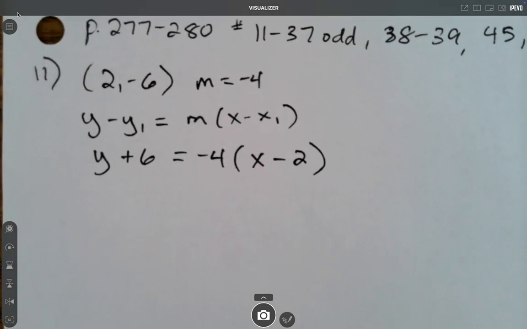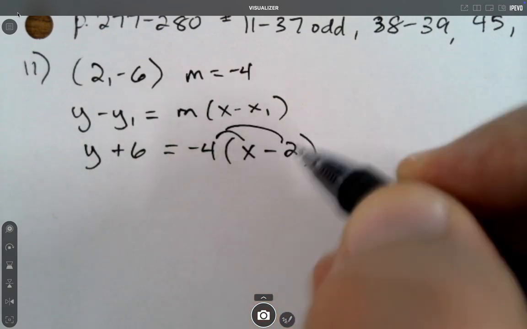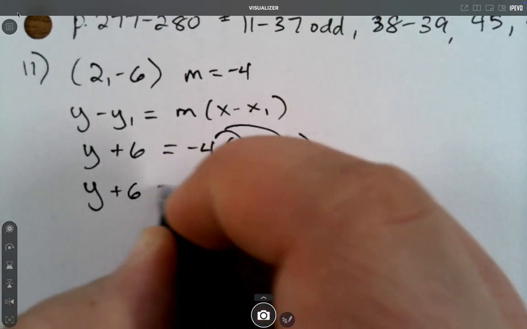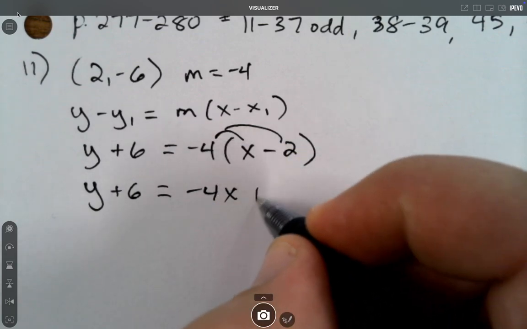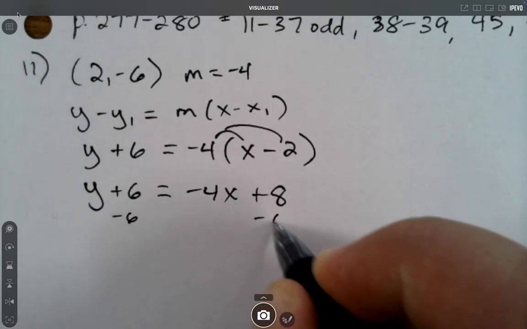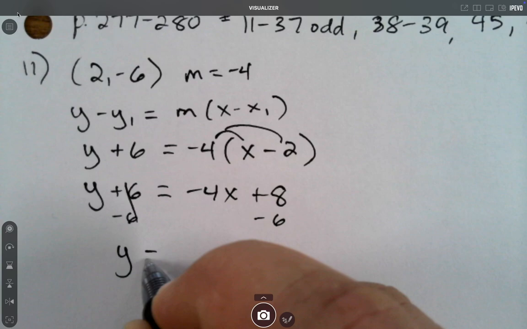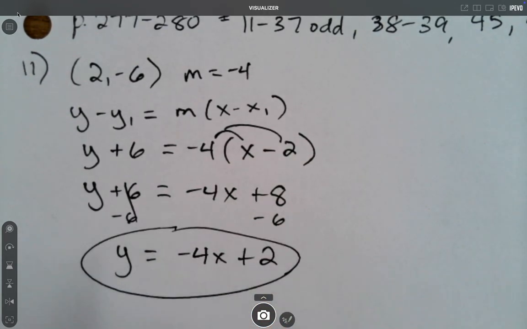And then to get from the point slope form to the slope intercept form, I first distribute. -4 times -2 is +8. Then I subtract 6 from both sides to get the y by itself. So I get y equals -4x plus 2. Okay.